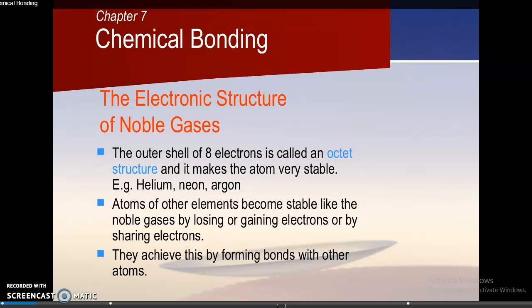Atoms of other elements become stable just like the noble gases. They have 3 options: either they lose electrons, or they gain electrons, or they share electrons. So they can achieve noble gas configuration by making bonds with other atoms.